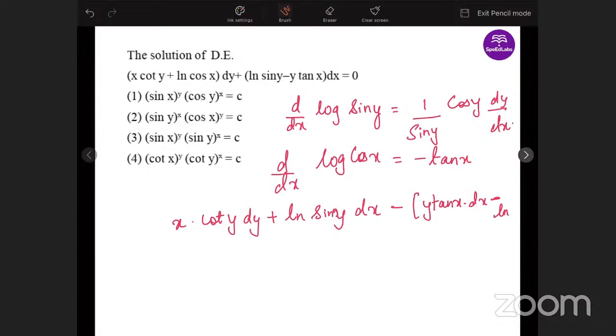So basically what I want to do here is, one second, let me clear off this stuff. I'm just getting confused.